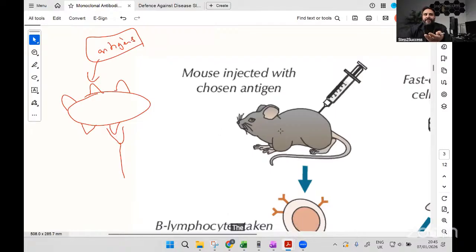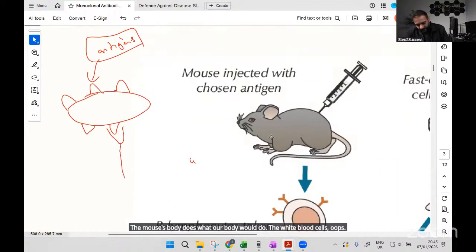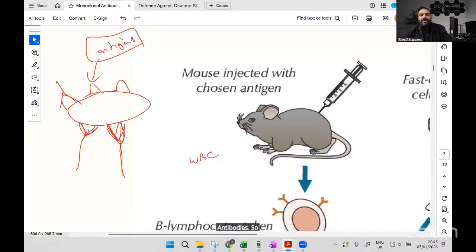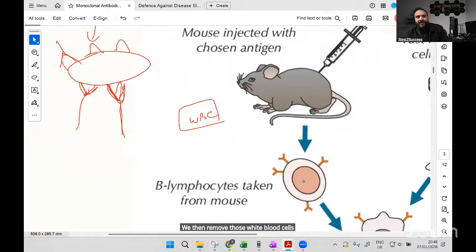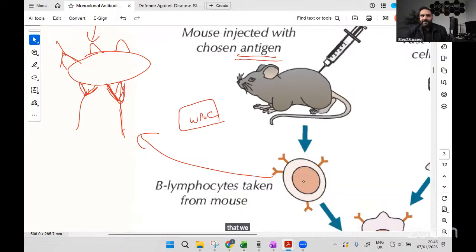The mouse's body does what our body would do. The white blood cells start to produce antibodies that fit onto this shape, because that's what our body does. When you have a virus or a bacteria in your body, we start to produce these antibodies. So the mouse's body starts to produce them, or the white blood cells start to produce them. We then remove those white blood cells. These white blood cells are special in that they only produce the antibody that locks on to the antigen that we injected into the mouse.